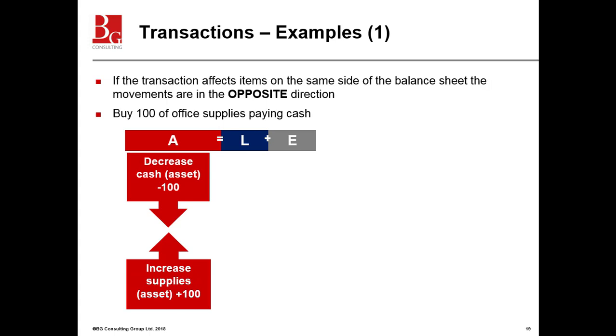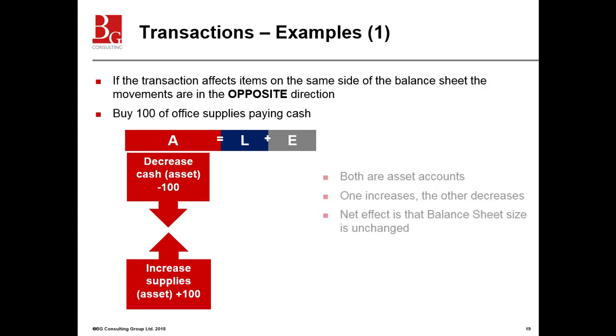And at the same time, our supplies, this might be inventory, also recorded as an asset, will increase by 100. So we've got two asset accounts being impacted, one increasing, the other decreasing. And of course, the net effect is that the total assets on the balance sheet have not changed at all. Therefore, the balance sheet still balances with the same totals as before for total assets and total liabilities and equity.